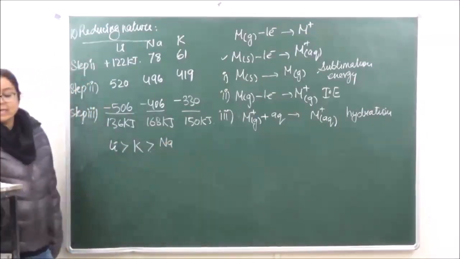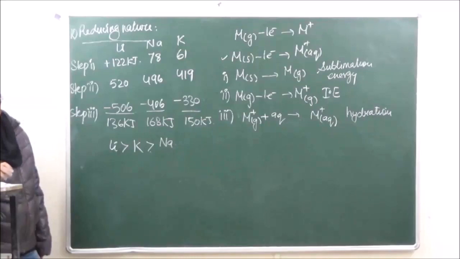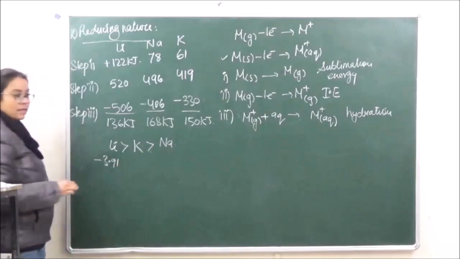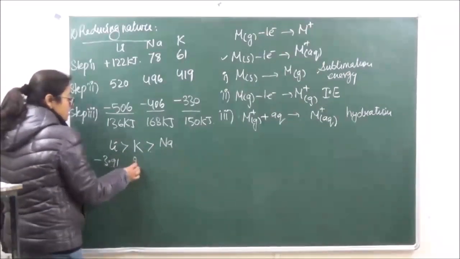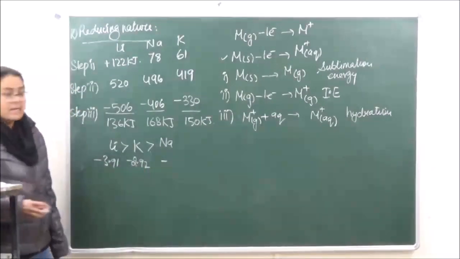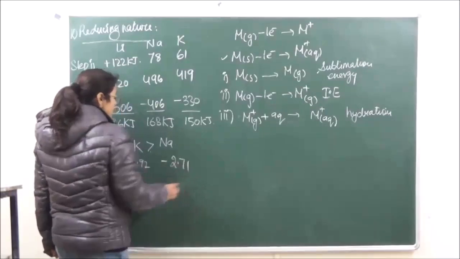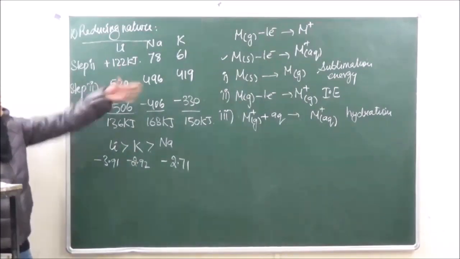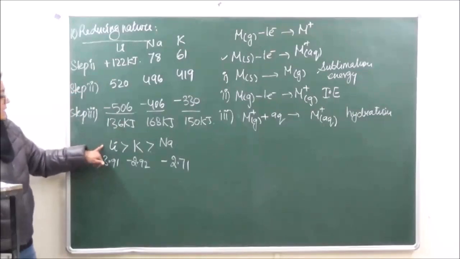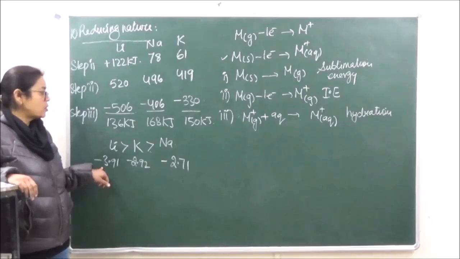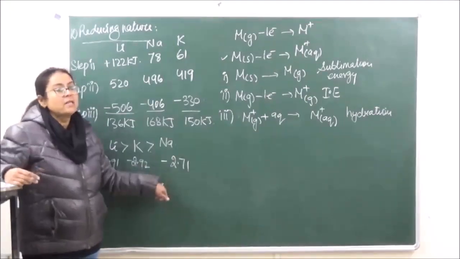So now if you look at the oxidation potential values which you had seen, for lithium it was minus 3.91, for potassium it was minus 2.92, and for sodium it was minus 2.71. So it means the higher the negative value of reduction potential, the better is the reducing agent. So according to the data which we have calculated, as lithium has the lowest value of energy, it is going to have the maximum value of reduction potential. After that potassium, and after that sodium.